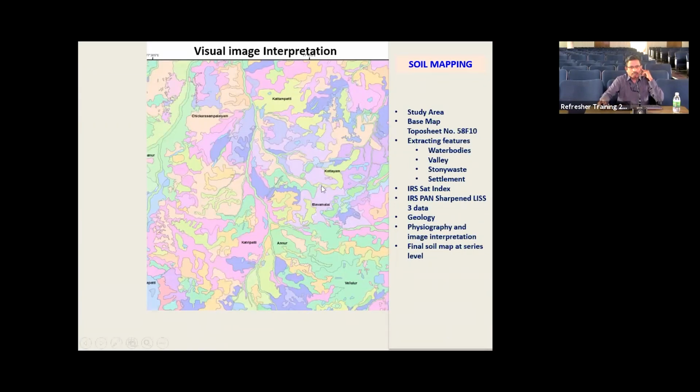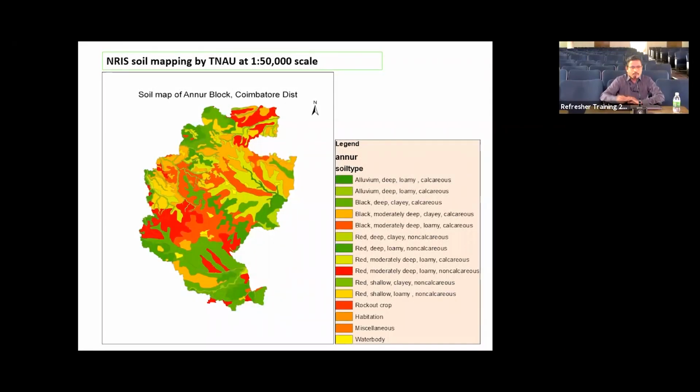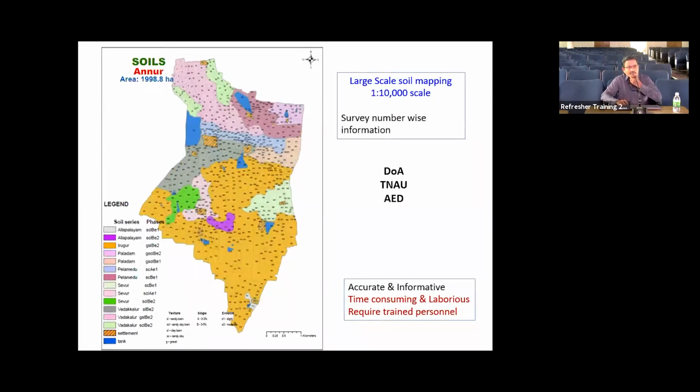Of course, this is a technique which is largely accepted and well reliable. Using this technique, we generate a lot of maps. This is, for example, Annur block, Coimbatore district, generated at 1:50,000 scale. So in order to get still more detailed information on soil, we also tried 1:10,000 scale, and this is a collaborative project with the Department of Agriculture, TNAU and the Agricultural Engineering Department.